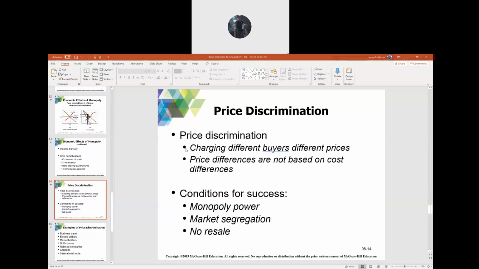Okay, so what price discrimination is, this is the act of charging different buyers different prices. These price differences are not based on cost, but on the fact that the monopolist, or whatever firm, can segregate the market and find what different markets will pay and charge them different prices. So if they can do it, they've got to have some monopoly power, they've got to be able to segregate the market, and they have to eliminate resale.